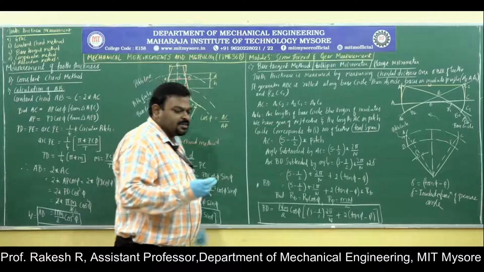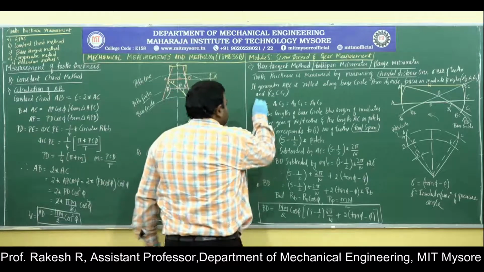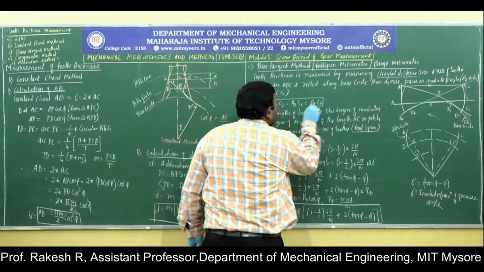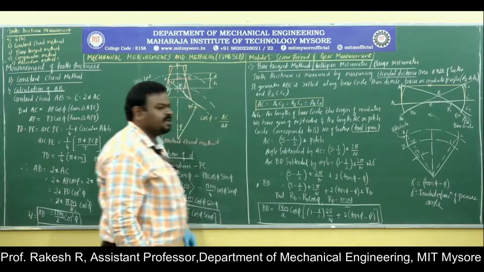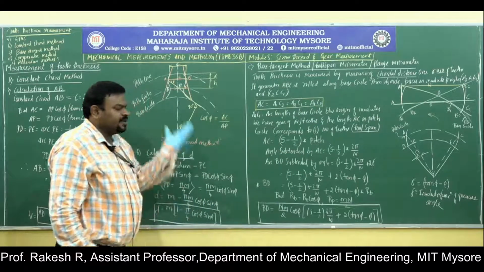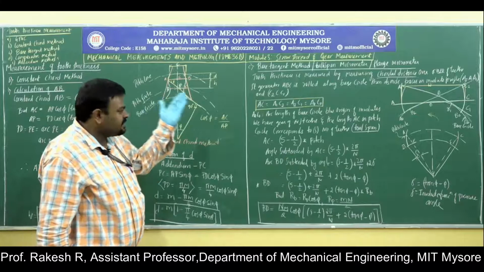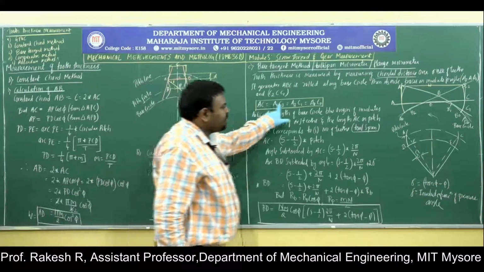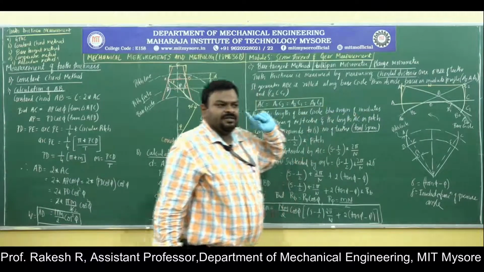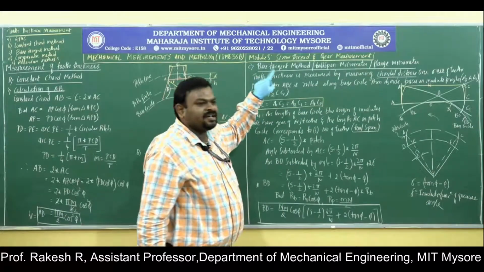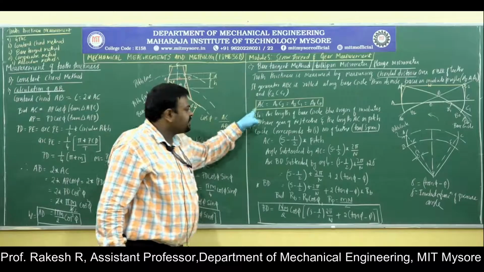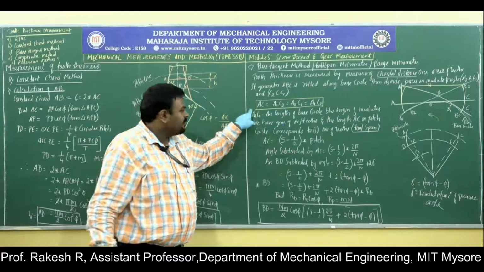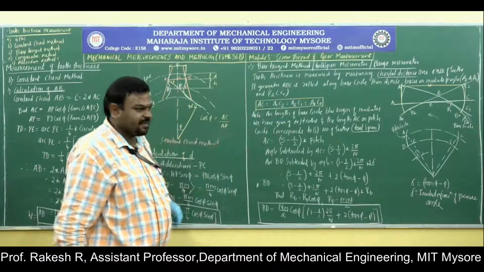Since it is an involute profile, this condition holds good. What is this condition? AC will be equal to A1C2, equal to A2C1, equal to A0C0. So because of this, these arc lengths are equal. This is a condition because of the tangent. By using the tangent condition of the involute profile, we have written this. That is a very important thing.